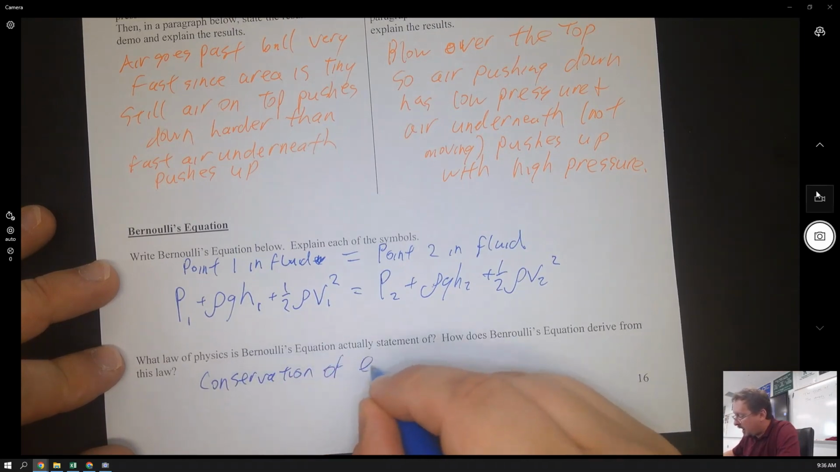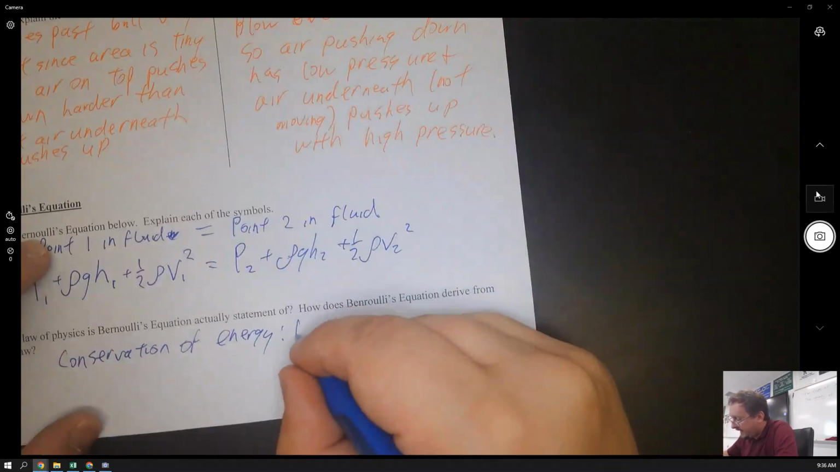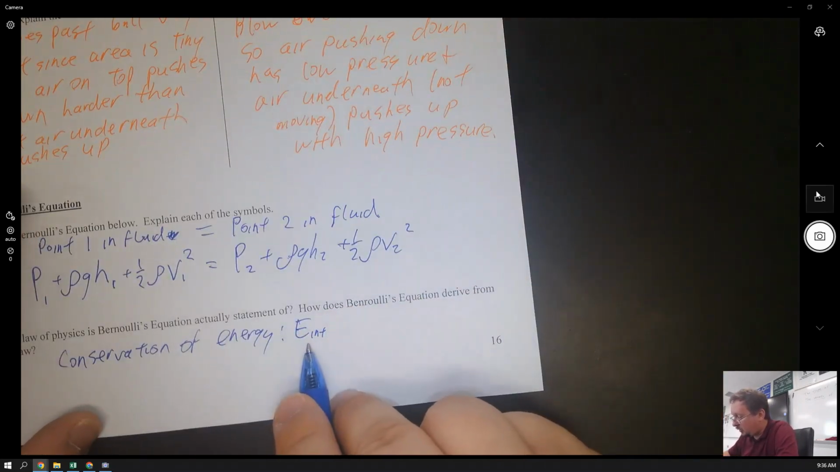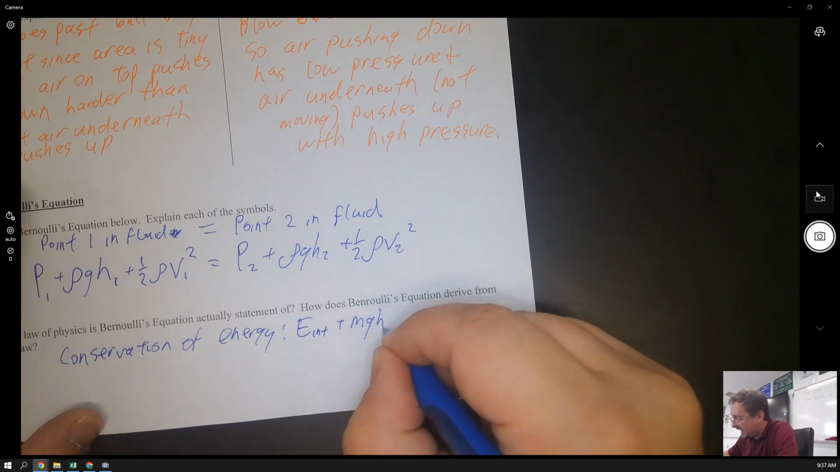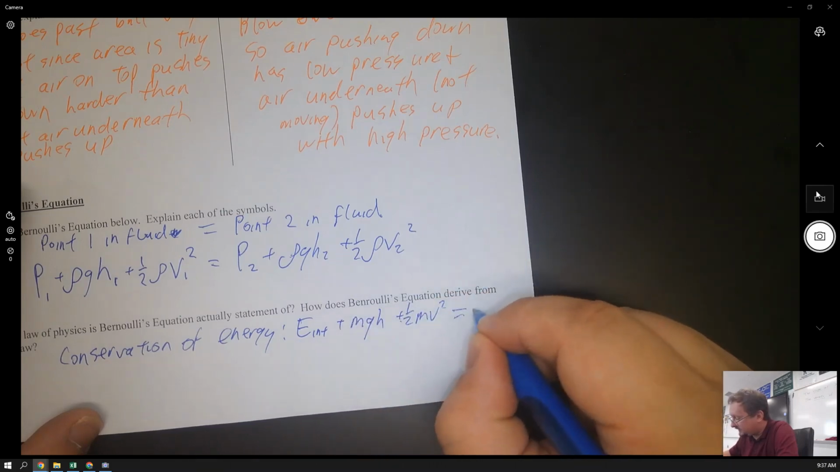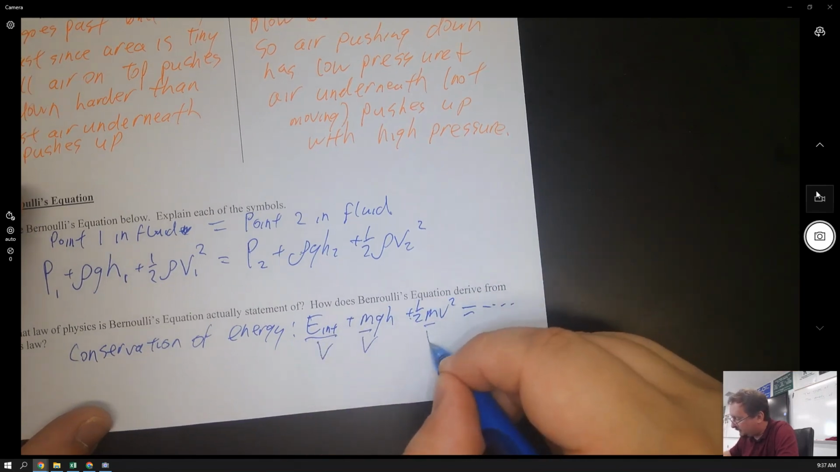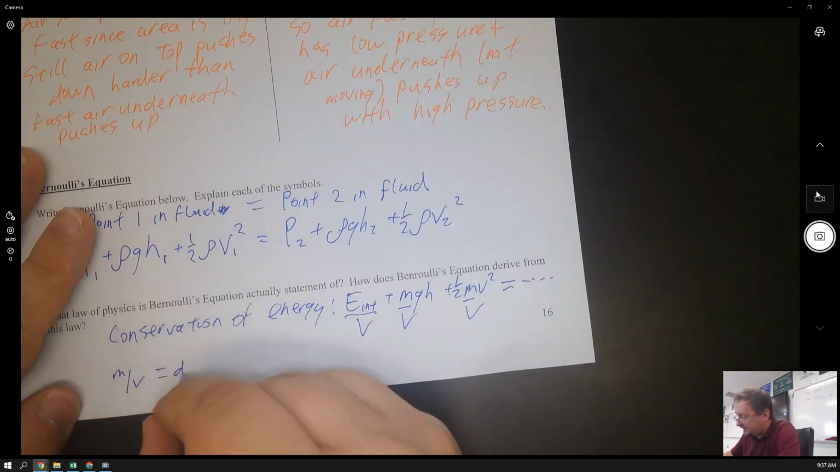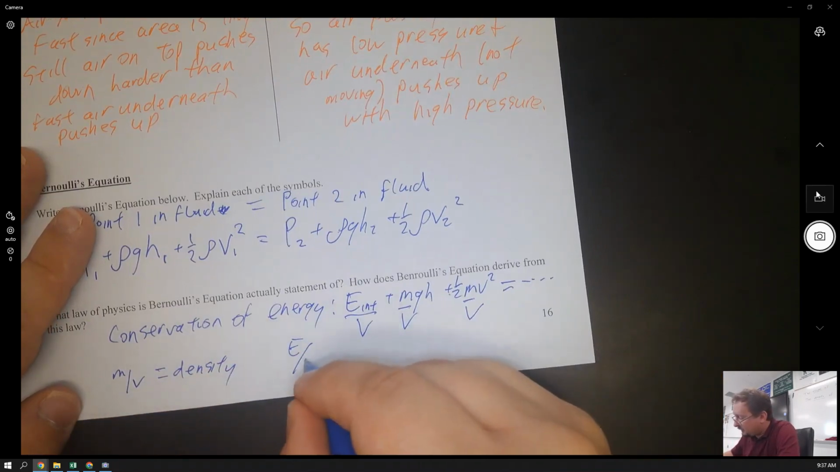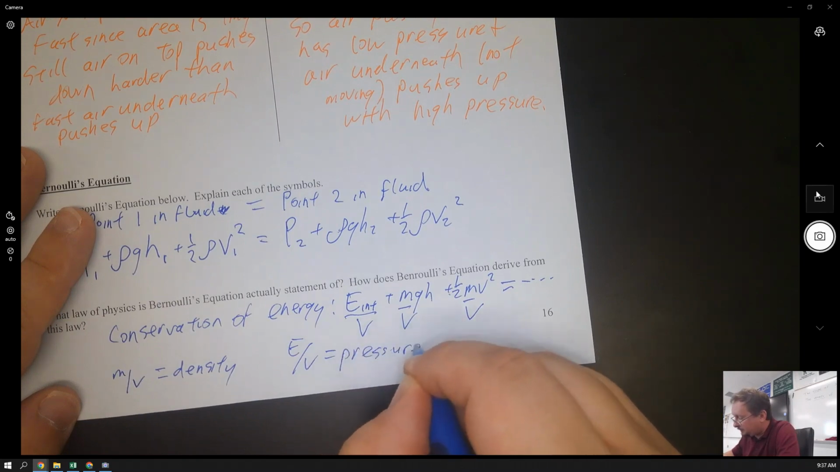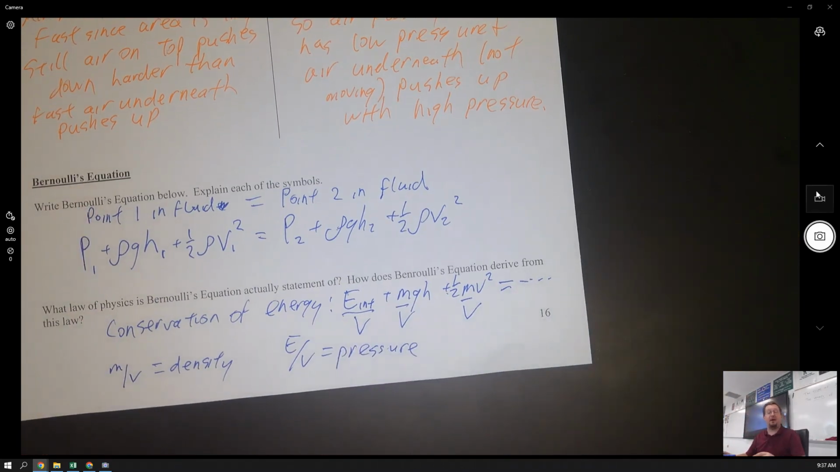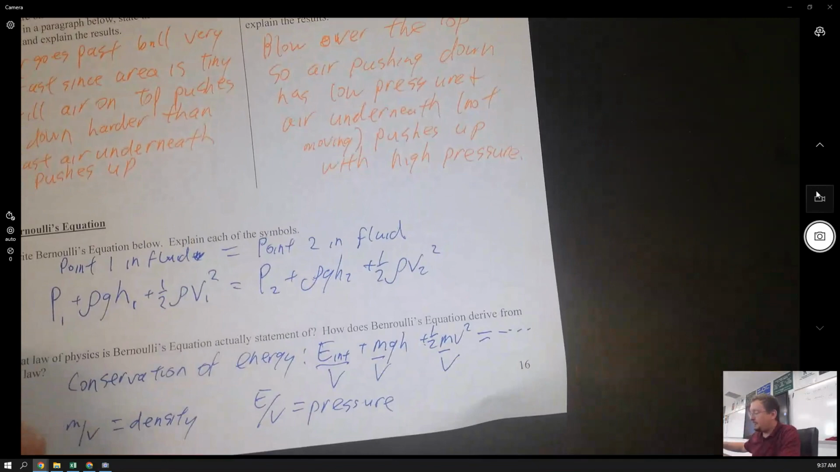This is actually a statement of conservation of energy, right? It's the energy internal to the water or fluid plus mg height plus 1/2 mv squared equals the same thing on the other side. But then what you do is you divide by volume, divide by volume, divide by volume. Mass over volume is density, and energy over volume is actually pressure. Turns out that's one of the things pressure actually communicates. It's not just force per area, but it's like an energy density: how packed into volume are the joules of internal energy of the internal interactions of the air or water or fluid molecules. So that's where that comes from.